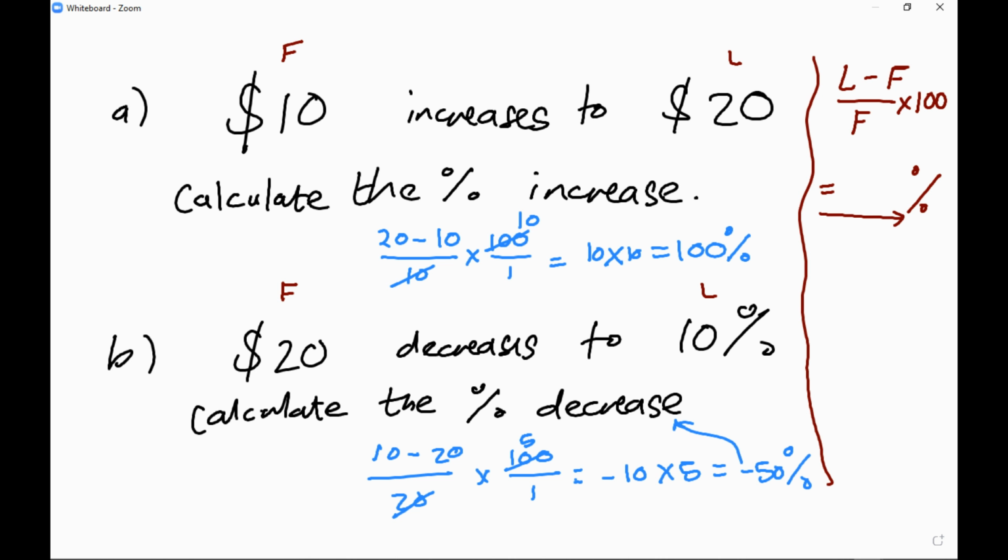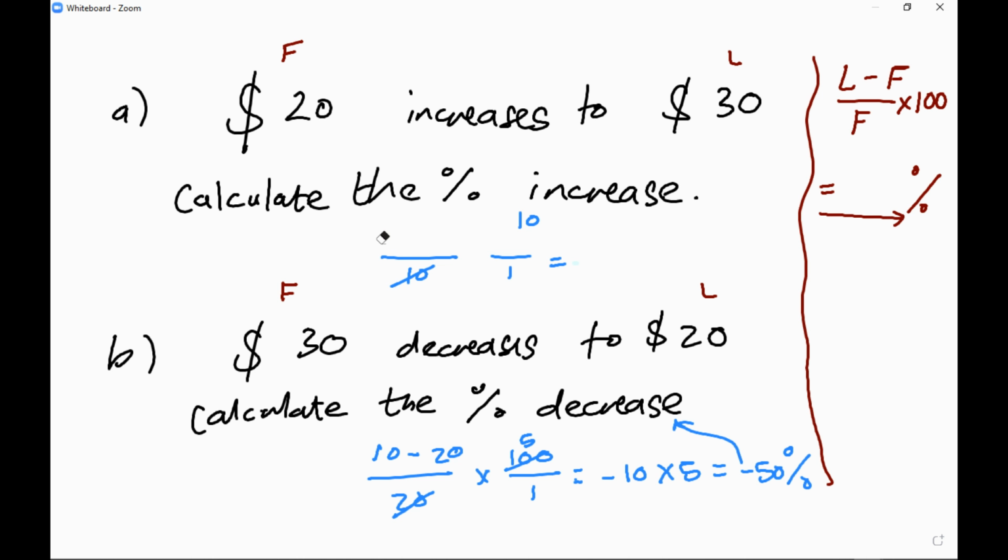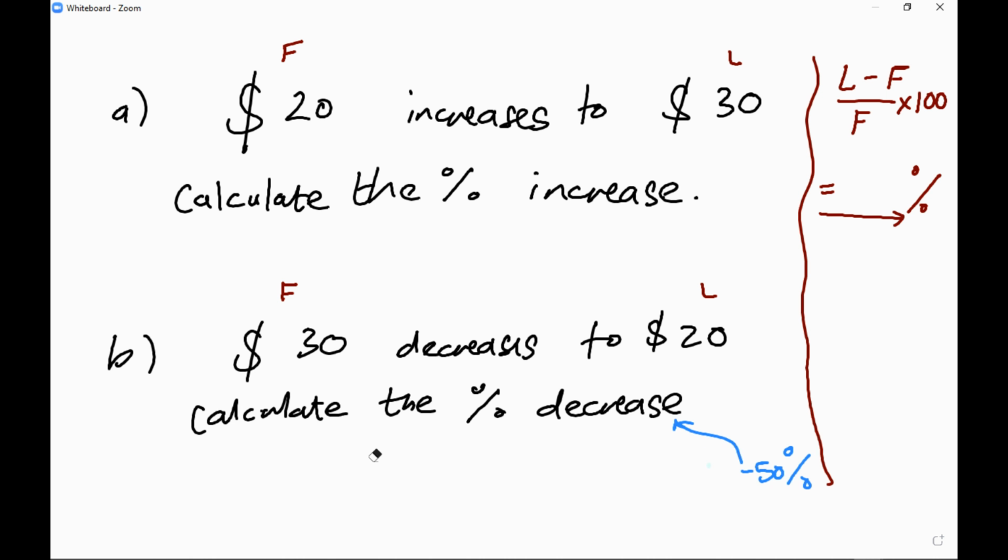All right, we're going to try another one. Let's try another one, right? I'm going to change this number, and that number. This is supposed to be dollars. I'm going to say I've got now 20, but I'm increasing it to 30. And if I got 30 and it decreases to 20, what will each of these percentages be? Use the formula, see if you can substitute it carefully in, like I did, and then multiply it by 100. Type your answer in when you get it.